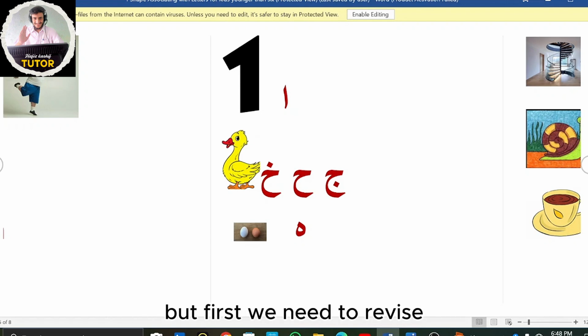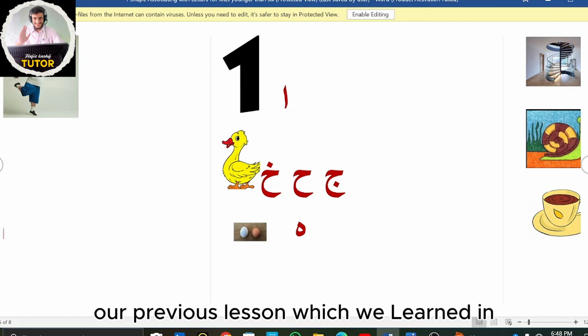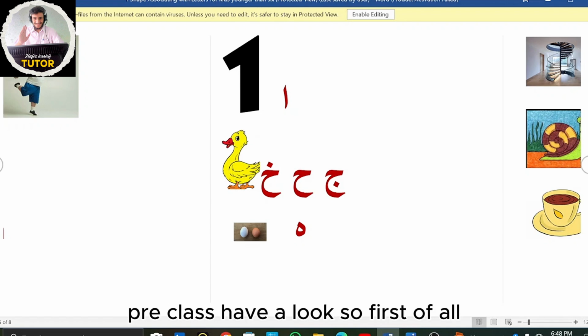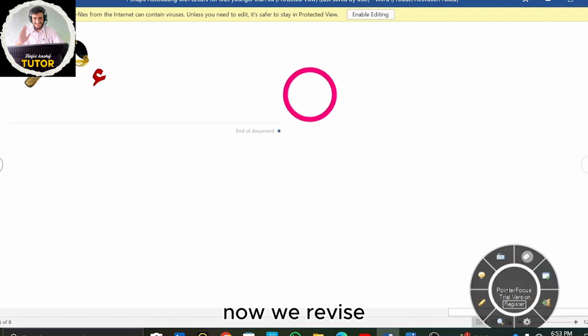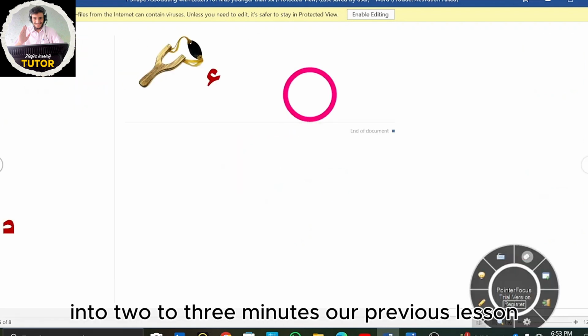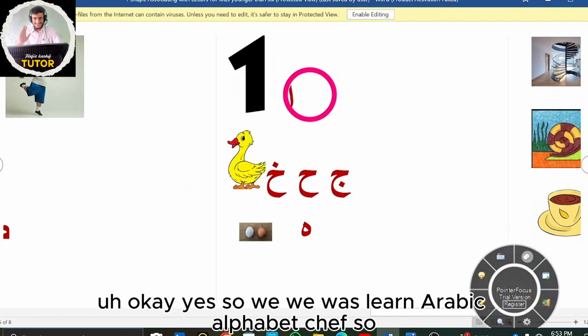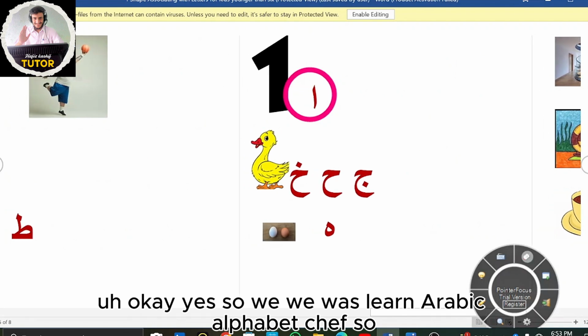But first, we need to revise our previous lesson which we learned in pre-class. Have a look. First of all, we learned the shapes of Arabic letters. So now we will revise our previous lesson in two to three minutes. Yes, we learned Arabic alphabet shapes.